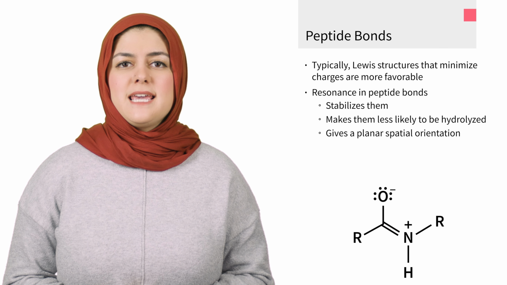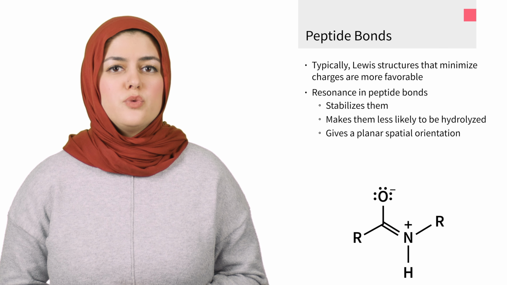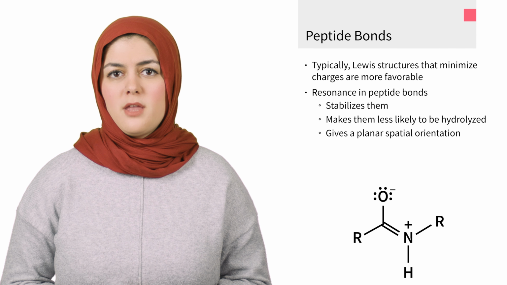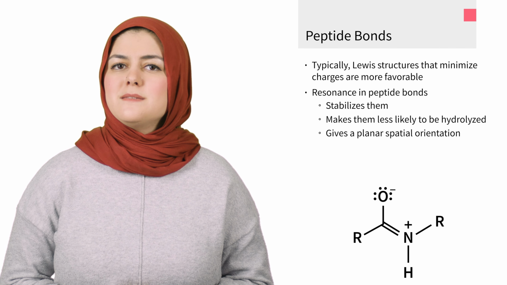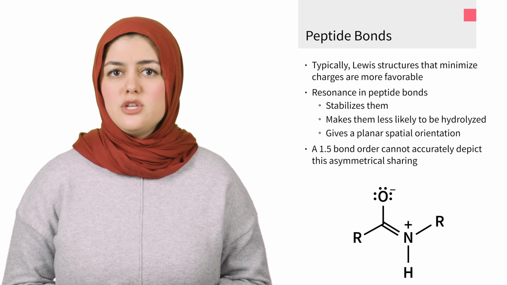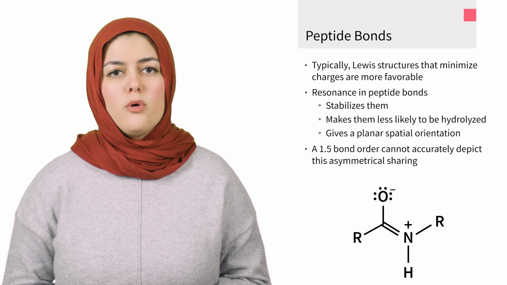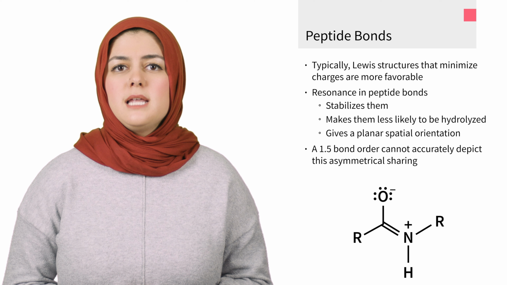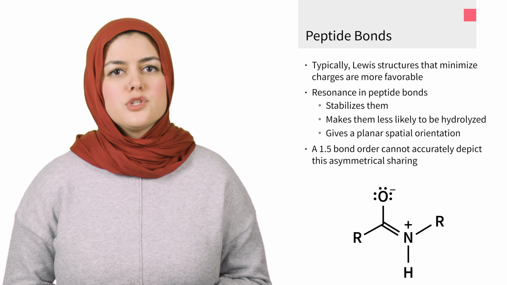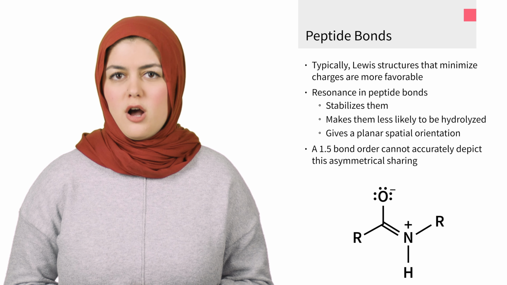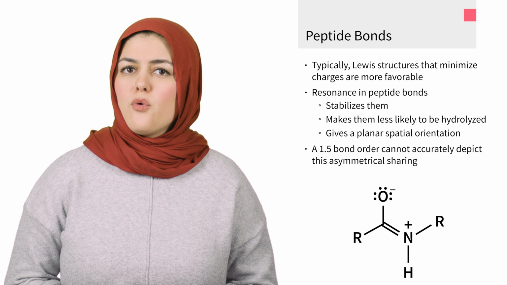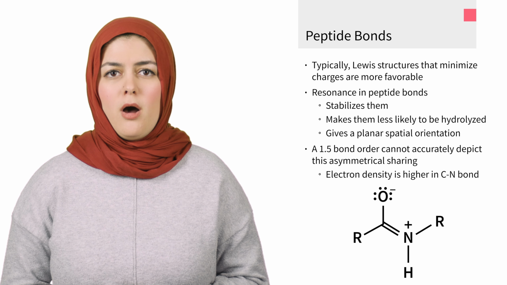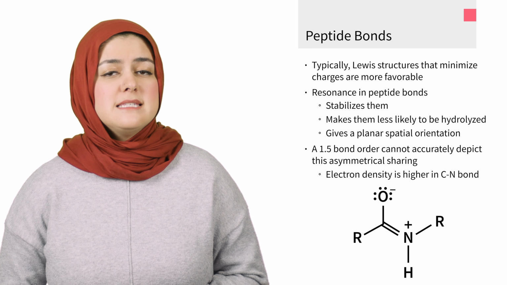However, this asymmetry between the degree to which each Lewis dot structure reflects the underlying structure of a peptide bond means that it is misleading to represent it using a dotted line with a 1.5 bond order. Instead, the delocalized electrons prefer to be closer to the nitrogen than to the oxygen. Therefore, the electron density is a little higher in the CN bond than it is in the CO bond.